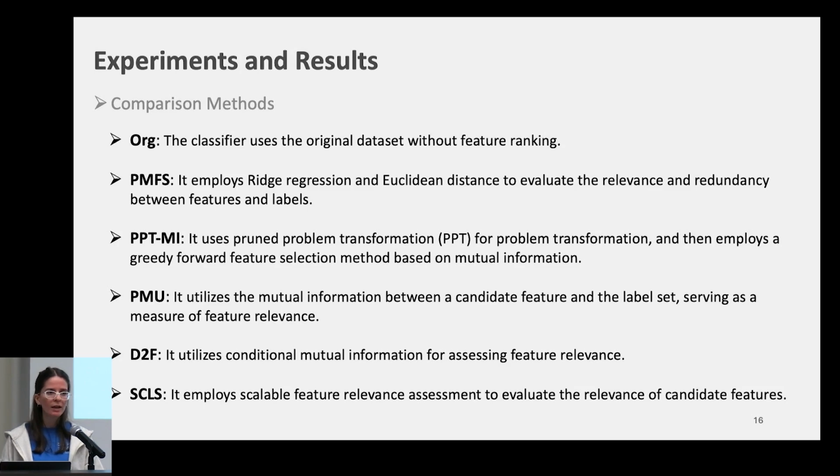And for the comparison methods, because this is the first federated multi-label feature selection method, we compare the proposed method with 5 other centralized multi-label feature selection methods. For example, PMFS uses regression and Euclidean distance to evaluate the relevancy and redundancy between features and labels. PPTMI is a problem transformation method that converts the multi-label problem into single label and then tries to select the informative features. And the 3 other methods, PMU, D2F, and SCLS, use information theory concepts to select informative features.